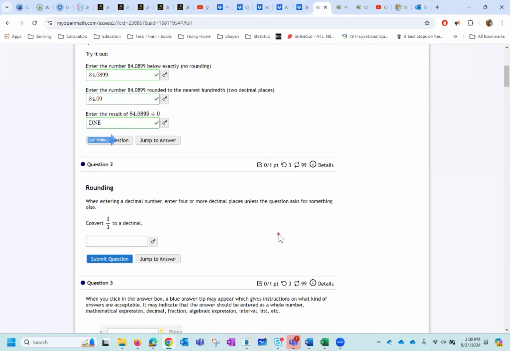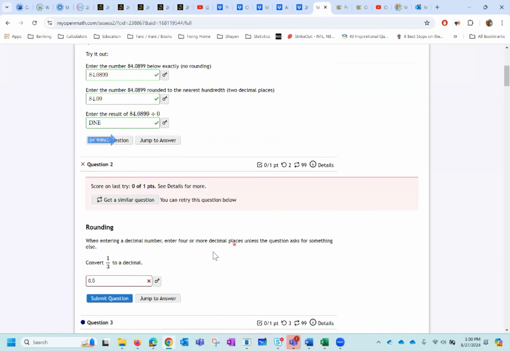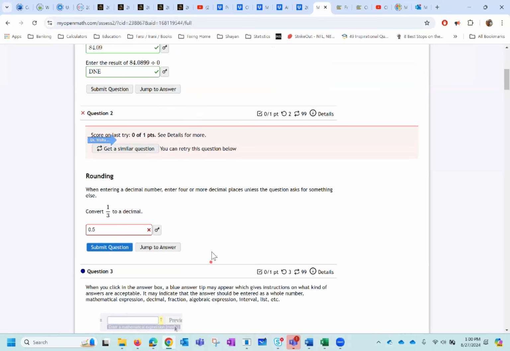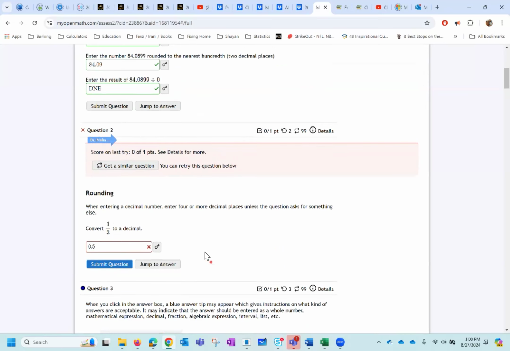Number 2, 1/3 is 0.3 bar. We want to answer it. And I want to answer this as 0.5, which is a wrong answer on purpose. When I submit the question, clearly it says it's wrong. Why did I do that? Because I want you to see all you have to do is get a similar question and redo the question.